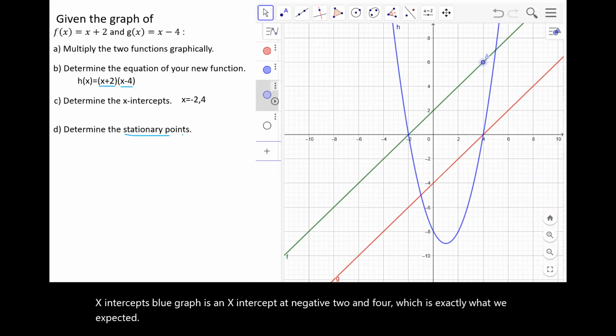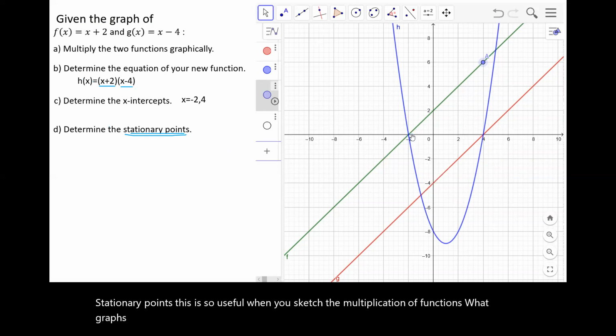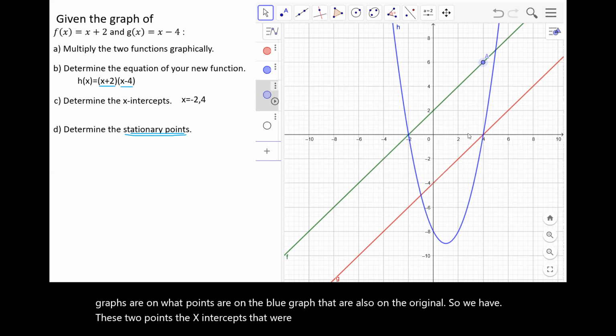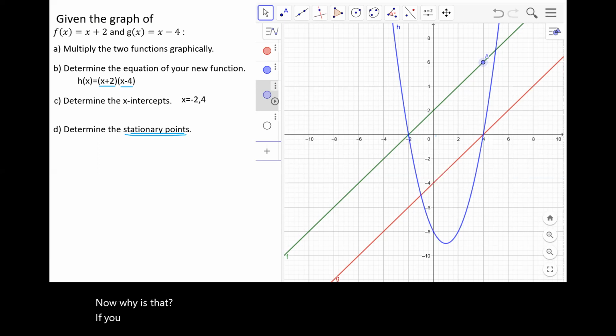Stationary points. This is so useful when you sketch the multiplication of functions. What points are on the blue graph that are also on the original? So we have these 2 points, the x-intercepts that were x-intercepts originally and remain x-intercepts now. Why is that? If you multiply y of 0 by any other value, you get 0. So if it was an x-intercept originally, it remains an x-intercept.